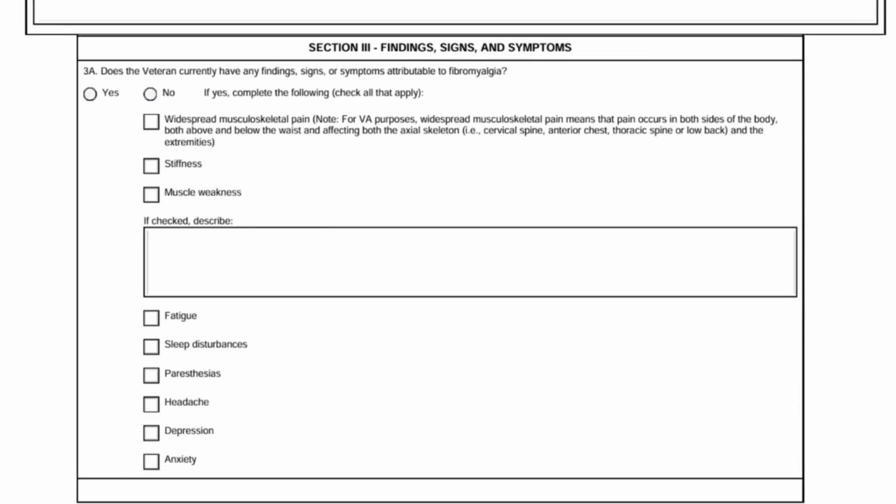Section 3A, does the veteran currently have any findings, signs, or symptoms attributable to fibromyalgia? If it's yes, select all that apply. If checked, describe. They have to describe it, people, okay? You cannot leave these sections blank. Guess what? If you leave them blank, that DBQ is now insufficient.